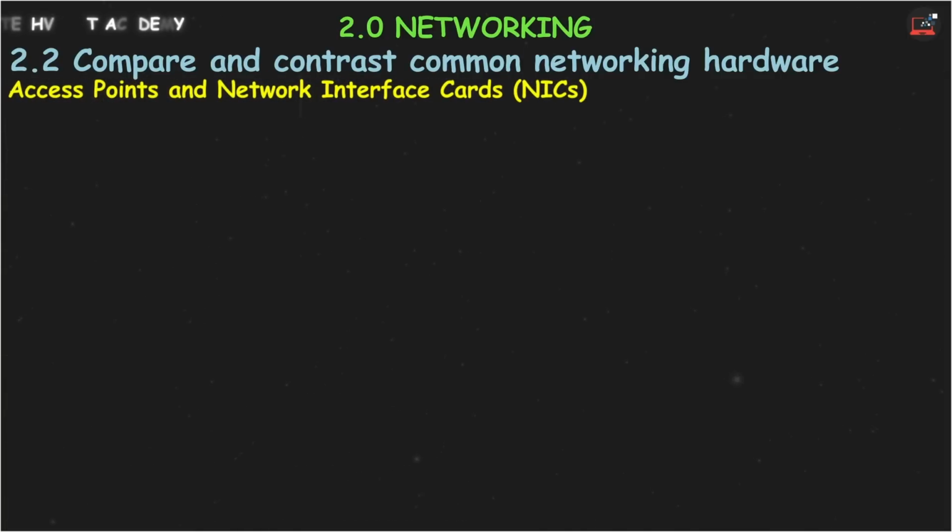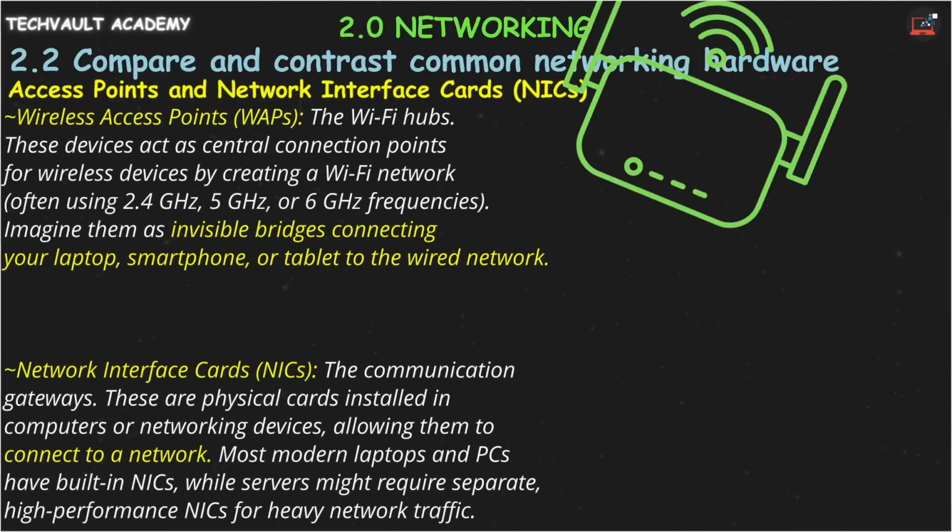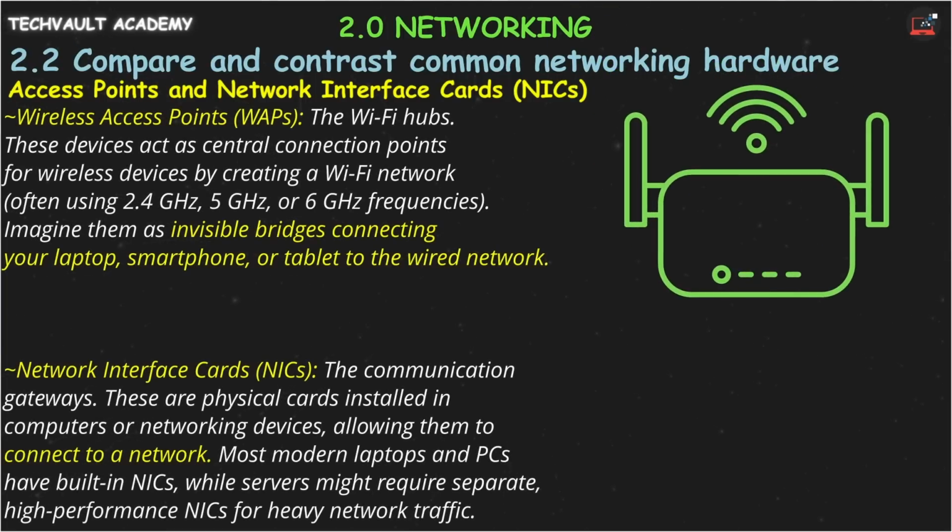The wireless crew, access points and network interface cards, NICs. Wireless access points, WAPs, the Wi-Fi hubs. These devices act as central connection points for wireless devices by creating a Wi-Fi network, often using 2.4 GHz, 5 GHz, or 6 GHz frequencies. Imagine them as invisible bridges connecting your laptop, smartphone, or tablet to the wired network.